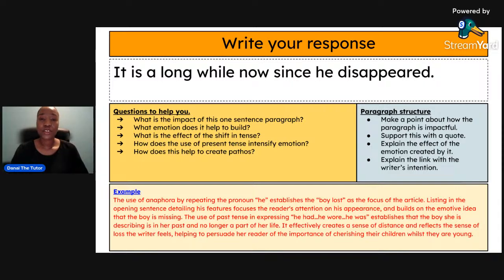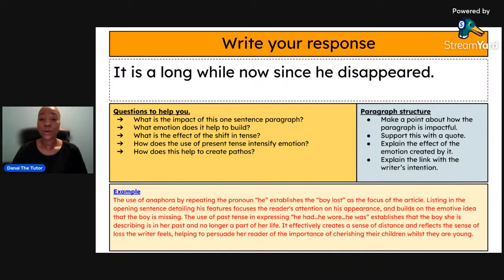What is the effect of the shift in tense? In that first paragraph, the writer was using past tense: he had, he wore, he was. But now it says it is a long while now, so it's shifted to present tense. How does the use of present tense intensify emotion? And then finally, how does this help to create pathos?